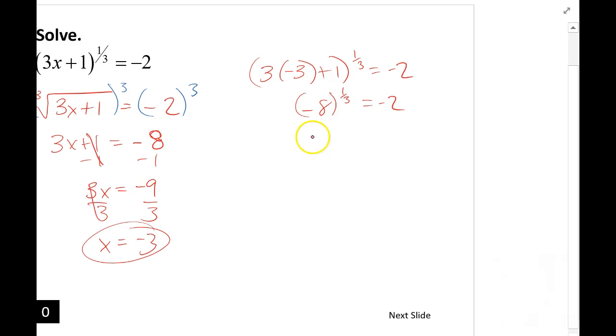And then if I put this back in radical form, that's the cube root of negative 8. And I know the cube root of negative 8 is negative 2, because negative 2 cubed is negative 8. We just figured that out over here in the first step. Okay, so that answer is good.